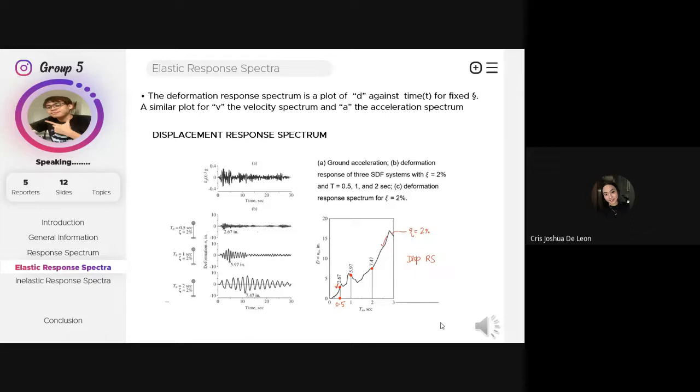Tapos, kinompile lang siya into one displacement response spectrum para mas maganda yung presentation niya. Ayan siya. Where at time 0.5 may equivalent siya na displacement na 2.67, time interval na 1 second, meron siyang displacement na 5.97, time interval na 2 seconds, meron siyang displacement na 7.47. Ganun din sa ibang time interval.